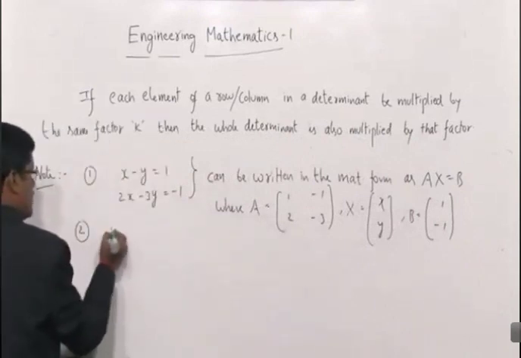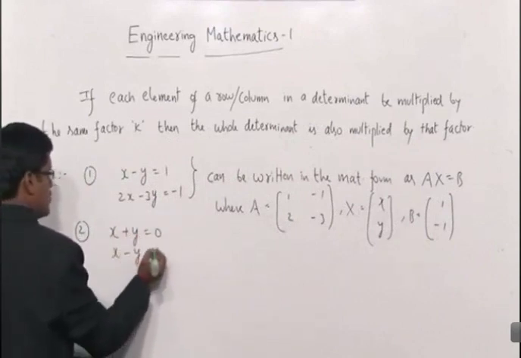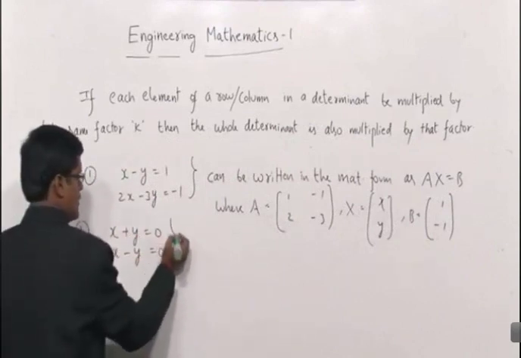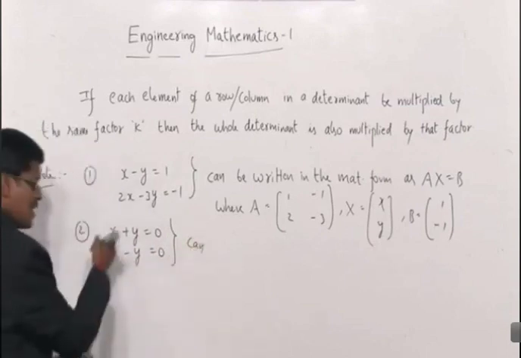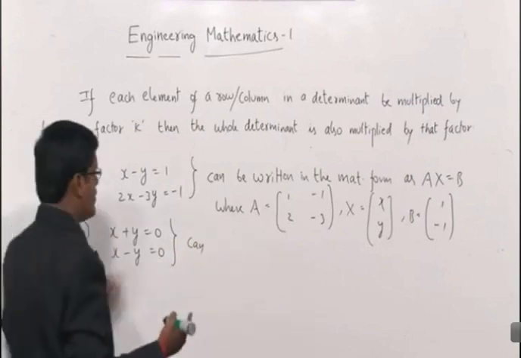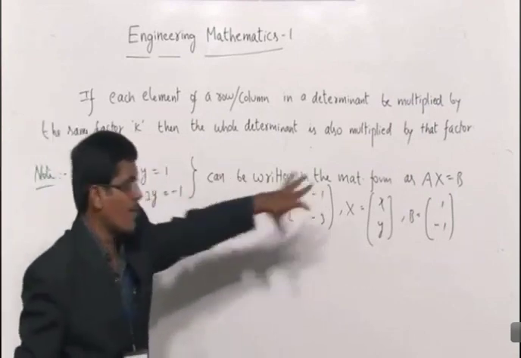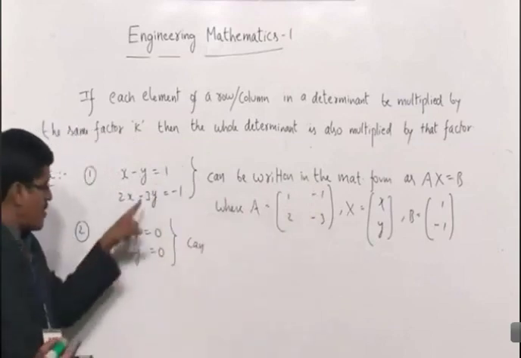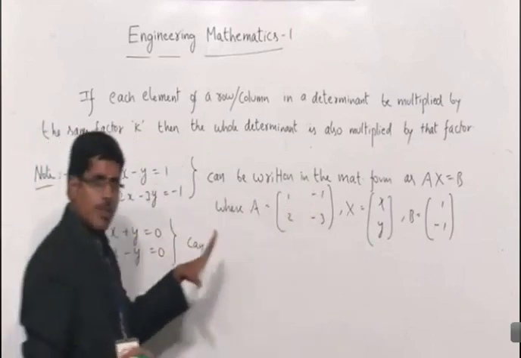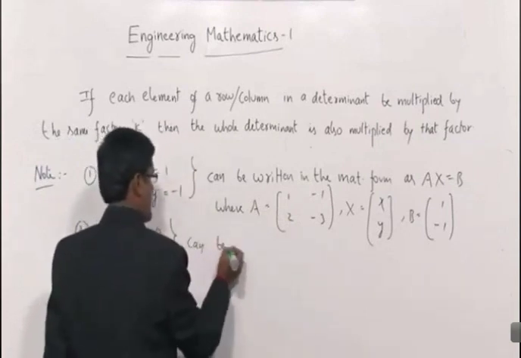Similarly, x plus y is equal to 0, x minus y is equal to 0. These are in standard form: all unknowns on the left side, zeros on the right side. Whenever at least one element is non-zero on the right side, it is called Ax is equal to B, non-homogeneous equations. Whenever all the right side is zeros, then it is called homogeneous equations, after keeping unknowns on the left side only.